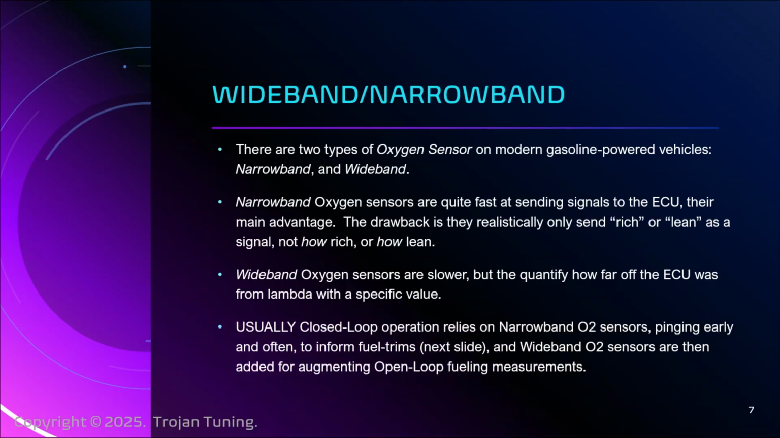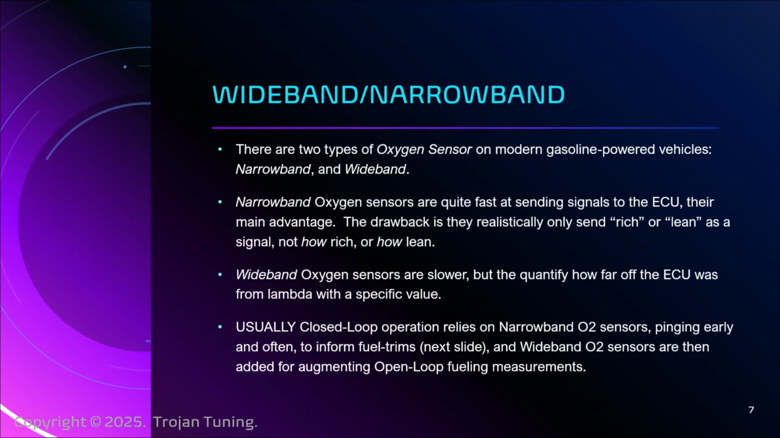And that becomes important because closed loop operation relies on the narrowband O2 sensors, typically. And it pings them early and often, like I was saying, to inform the fuel trims. And then widebands are used as an augment. So two things here. Finish my thought.